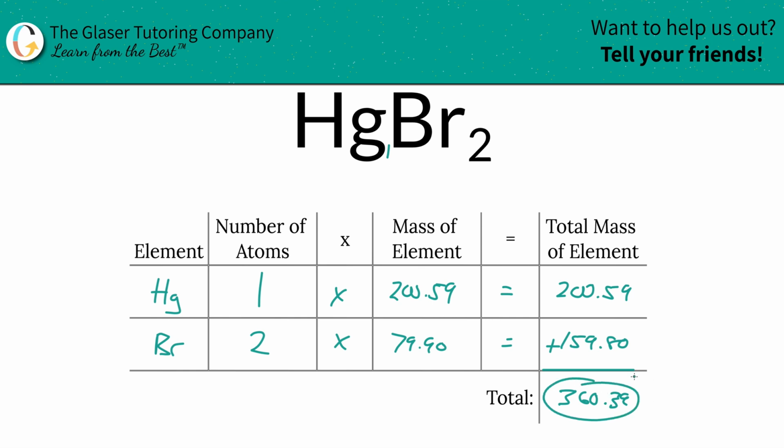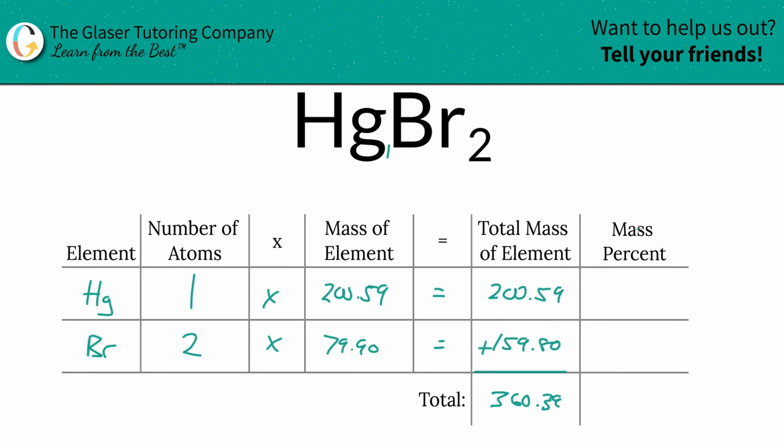Now that we found the total mass, we can easily find those percents. And watch how simple this is. I'm going to add another column to the table. Boom shakalaka. To find the mass percent, we're simply going to take the total mass of mercury, which was 200.59, and divide it by the total mass of the entire compound. That is a simple percent calculation, part over whole, and then we just finish it off by multiplying by 100.